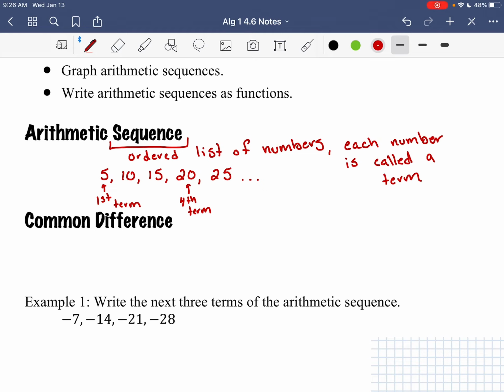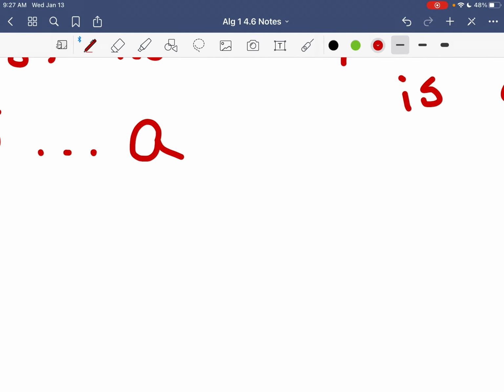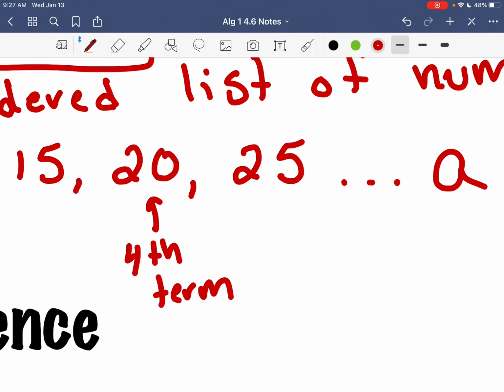And since we're referring to an arithmetic sequence, which we're going to talk about what makes this sequence arithmetic in a minute, we're going to refer to each term as the letter A. So when we just say A, that means we're talking about some random term. A just means any of the terms. And then we use a small number, we call it a subscript, and it's a little number down in the corner.